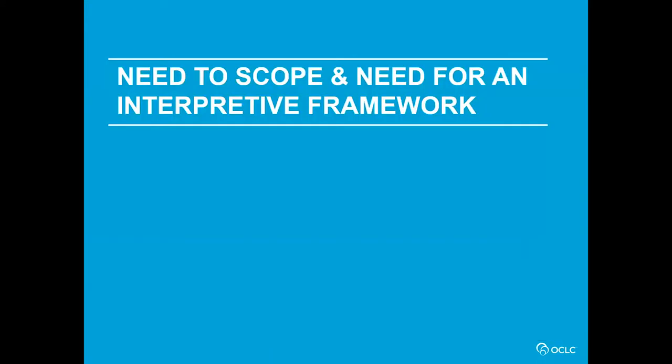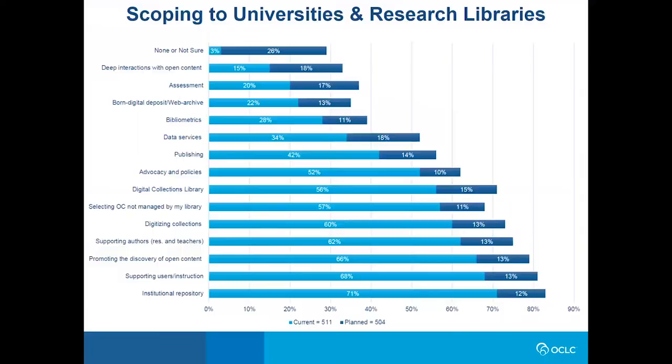Because of the richness of the data, we also need to scope and to have an interpretative framework. So scoping to universities and research libraries is an obvious choice, because that's where most of the respondents come from. And you can see here that the top activity within university libraries is the institutional repository, which is probably not a big surprise to most of you. And then comes supporting users and instruction.